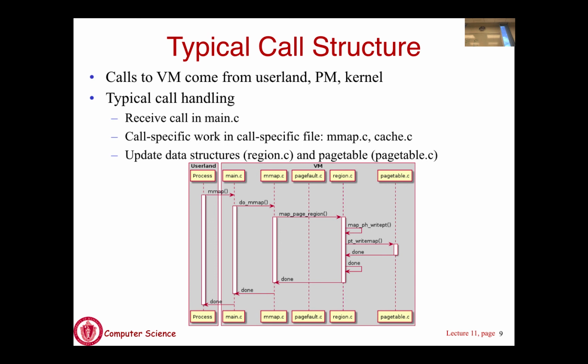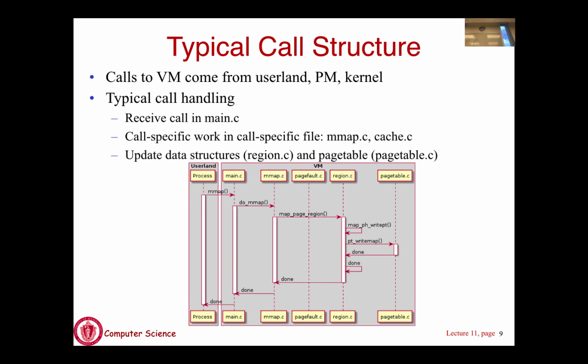Now, regardless of where the call comes in, the handling is always done in the following way. In the main.c, you are going to receive that call. It is basically the main loop that is looking to hear from any of those other components. And then once you have received a call for allocating memory, deallocating memory and so on, you are going to go into the code of the VM and call specific files or specific functions, which could be memory mapping or caching or page faults and so on, and have them do certain tasks.